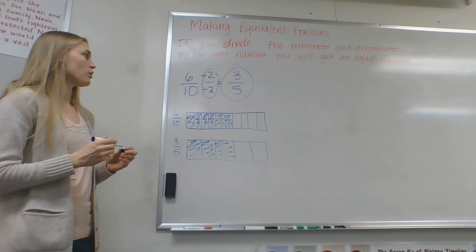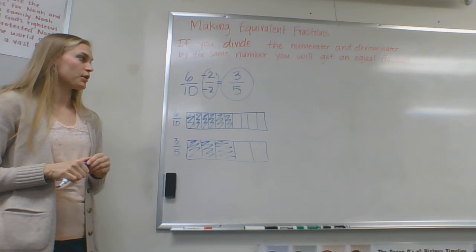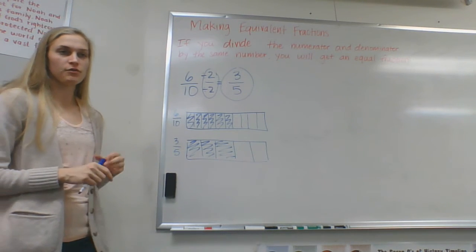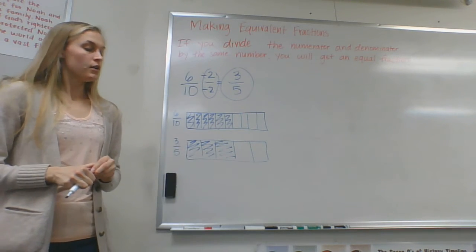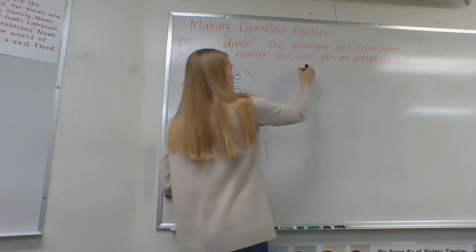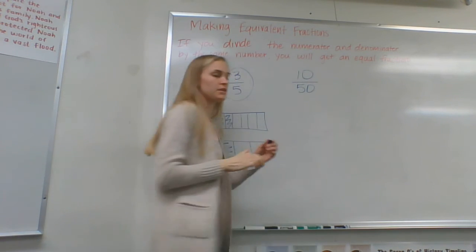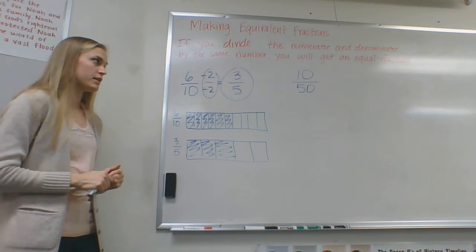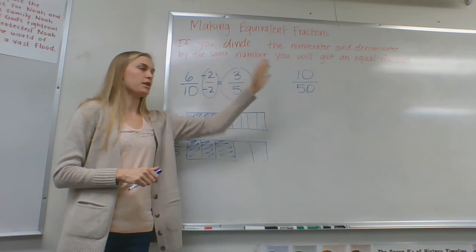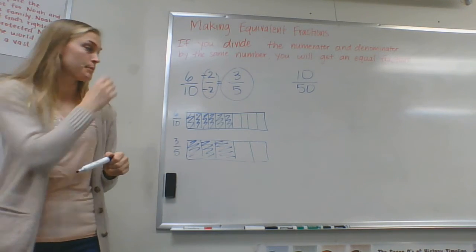All right, so we'll practice a few more with division, and then there's an activity to do with which one does not belong, and then you have a short assignment. So let's say we had 10 over 50. I want you to try to think of what you could divide each of those numbers by to make them smaller, but the fraction will be equivalent. The numbers within the fraction will be smaller.